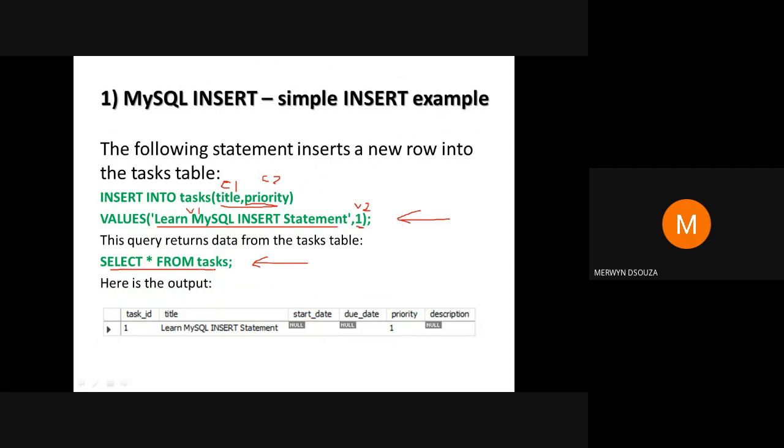Select asterisk from task, which will retrieve all the data that is present in the table. As you can see here, the title has been stored as learn MySQL insert statement, and the priority has been set to 1. The remaining columns, for which we did not specify values, start date, due date and description, are stored as null, since we didn't specify the values.